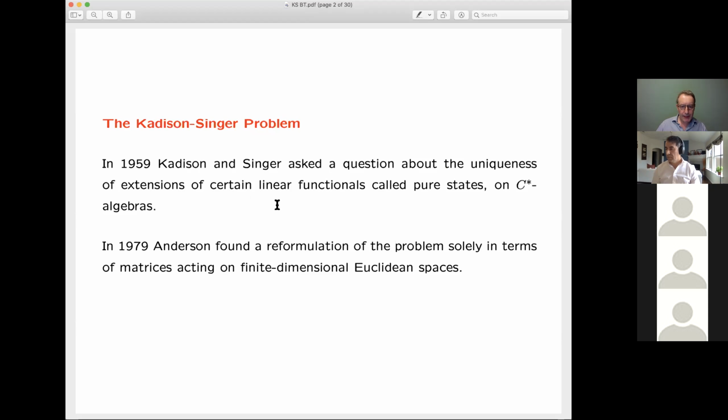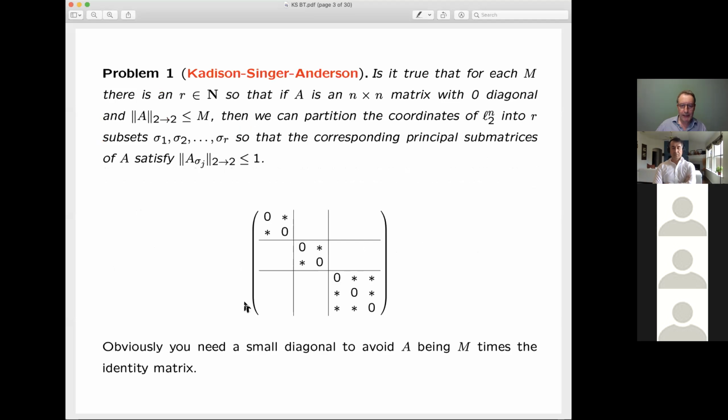And about 20 years later, Anderson found a reformulation of the problem solely in terms of matrices acting on finite dimensional Euclidean spaces, which is a much more natural question for people who work in geometric functional analysis to think about. Indeed, I think within that field, it's an extremely natural question. And so I'm going to move straight to this reformulation, and explain what that is.